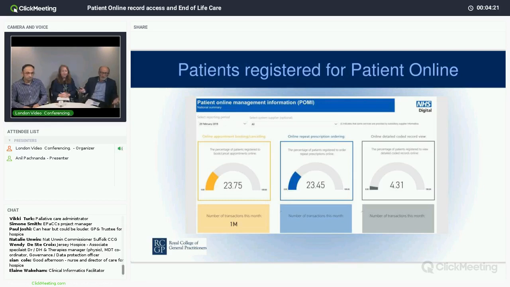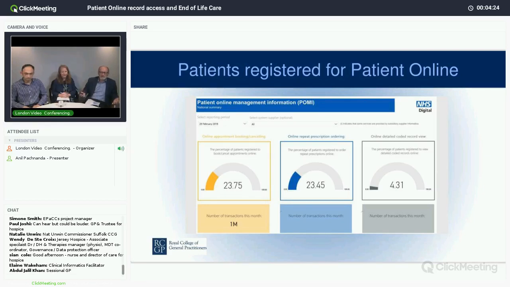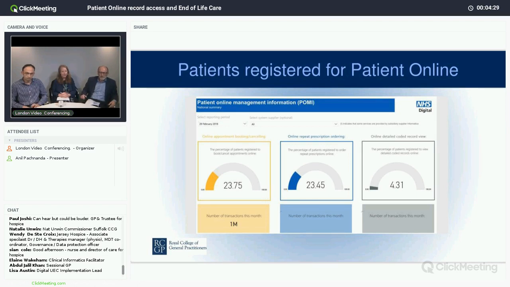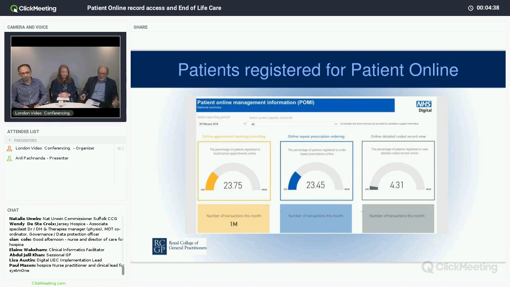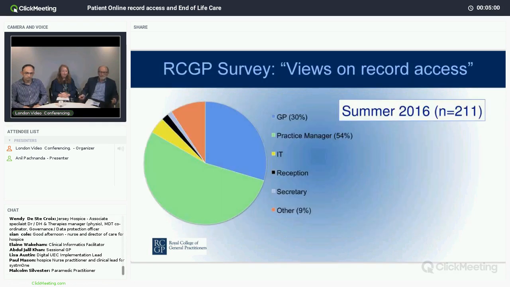So a lot of people already have access to Patient Online services, particularly appointments and prescriptions. 23% of the population in England are registered with their practice for both appointments and repeat prescriptions. Only 4% are registered for access to their record. I'm not going into the reasons for that. You may have your own ideas. What we are going to be talking about mainly is about how record access contributes to end-of-life care, and perhaps why you might think about recommending it to your patients as they enter the end of life stages.